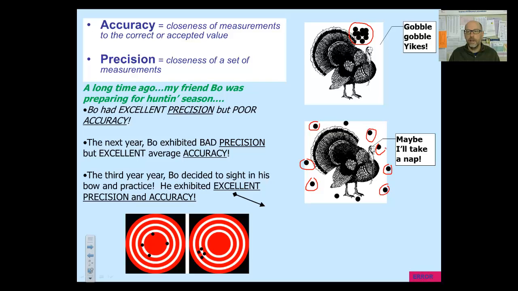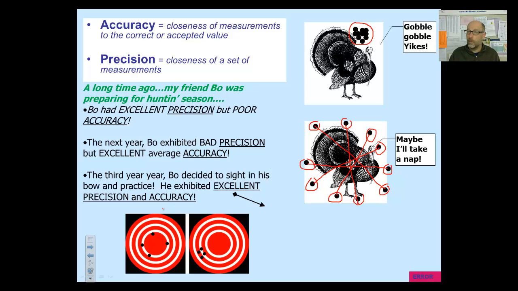And these are actually where these arrows all hit, right like that. So if you look at this, bam! Look at the average of where these things are hitting, right there. Oh my goodness, that is a dead turkey, isn't it? Because he had excellent accuracy, but his precision wasn't so good. All right, so Bo, he wasn't too smart, but he knew that he had to work on both accuracy and precision for the next year.